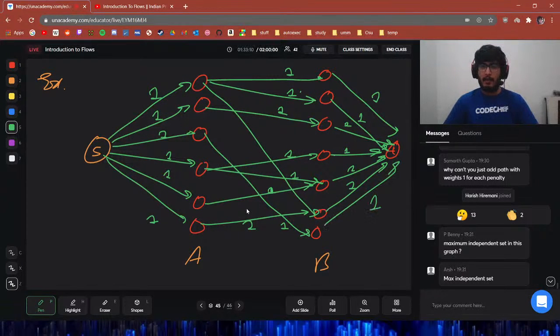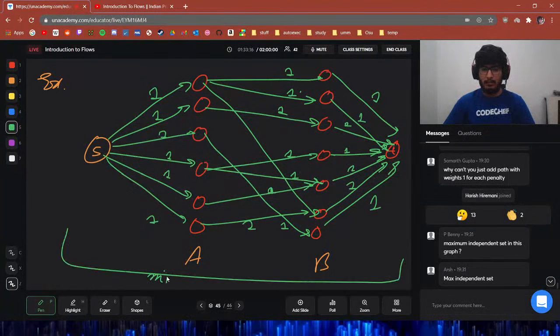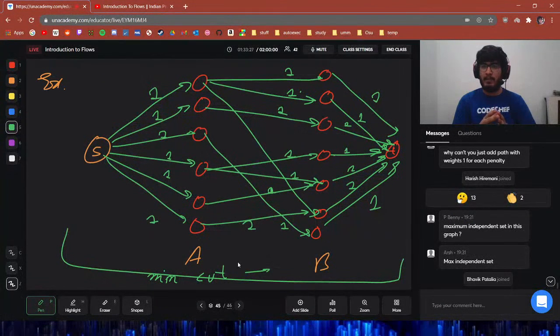So the minimum cut in this problem is going to be our answer, the number of penalties that are going to happen. How, right? The intuition is not very clear here. How is this happening? If I'm cutting this edge, what is actually happening? And if I'm cutting this edge, what is actually happening? So let me talk about that.